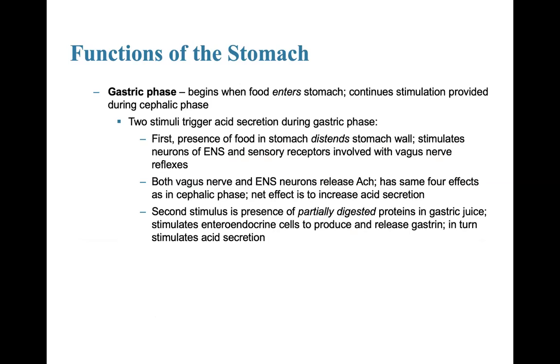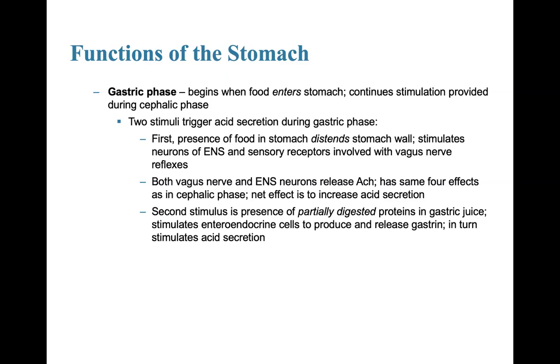First, the presence of food in the stomach will distend the stomach walls. This will stimulate neurons of the enteric nervous system and sensory receptors involved with the vagus nerve reflexes. Both the vagus nerve and the enteric nervous system neurons will release acetylcholine, and this has the same four effects as in the cephalic phase. The net effect is to increase the acid secretion.